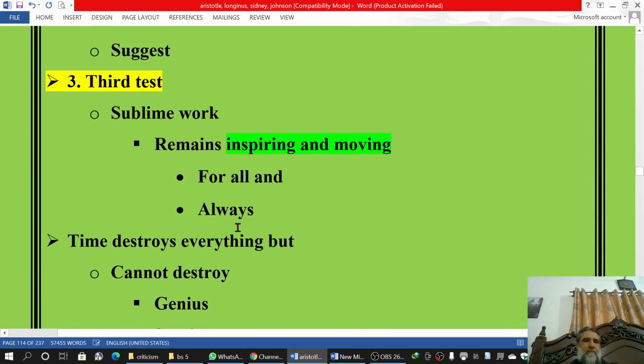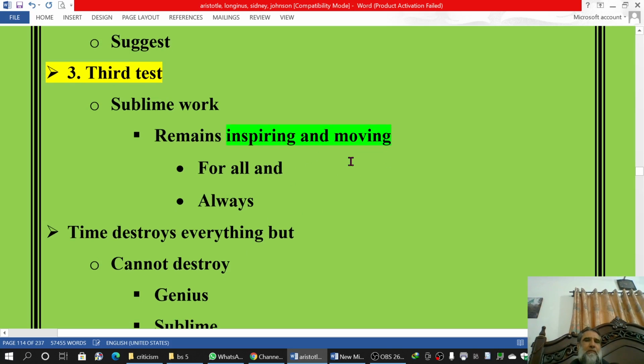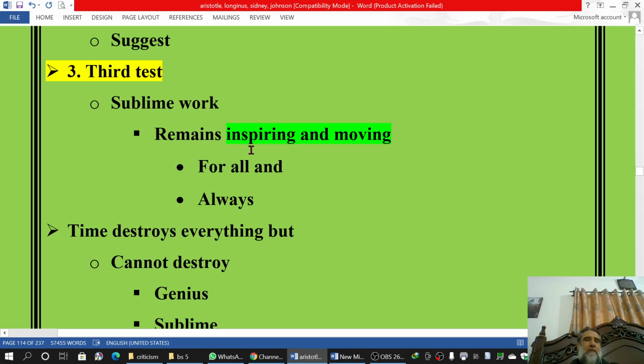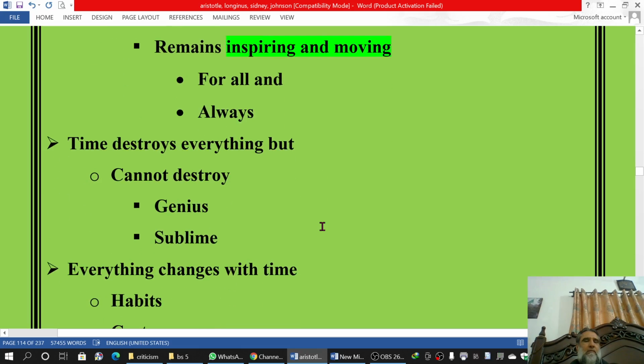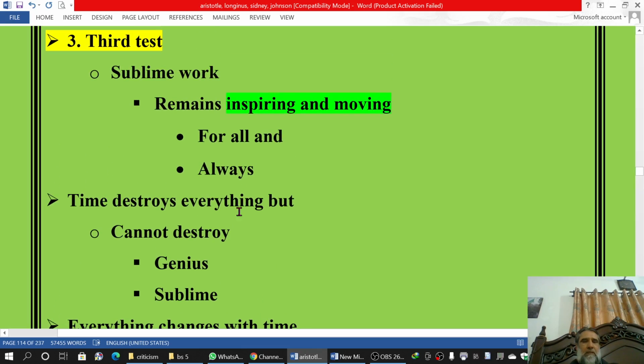The third test is that the poem or poetry has sublimity in it, which is moving and inspiring for all and always. This means that if you read a poem which has been read by many other people, and all of them have been inspired and moved, and it always happens that whoever reads it, in whatever place, at whatever age, is inspired and moved by that writing, then that writing must have sublimity in it. So it is inspiring and moving for all and always, for every age, every type of person, and all times. Such a work must have sublimity in it.